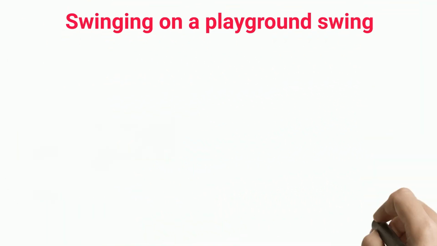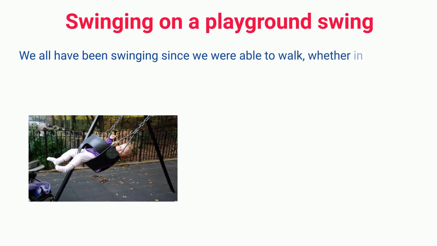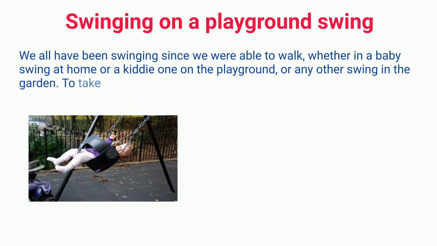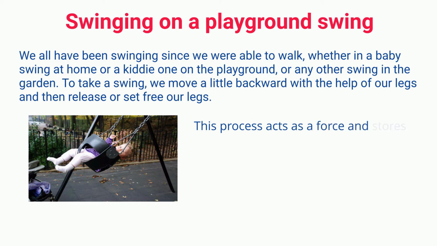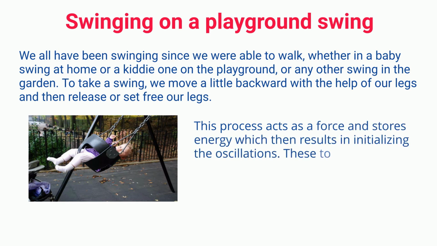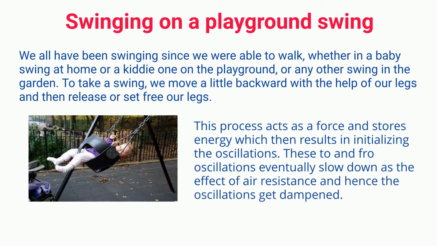Swinging on a playground swing. We all have been swinging since we were able to walk, whether in a baby swing at home or a kiddie one on the playground or any other swing in the garden. To take a swing, we move a little backward with the help of our legs, and then release or set free our legs. This process acts as a force and stores energy, which then results in initializing the oscillations. These to and fro oscillations eventually slow down as the effect of air resistance, and hence the oscillations get dampened.